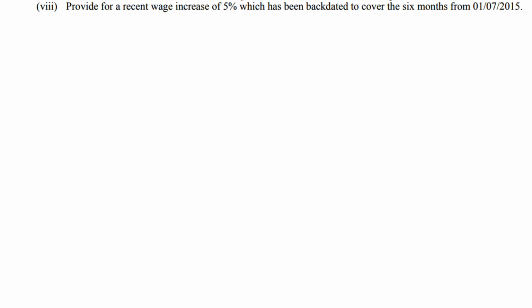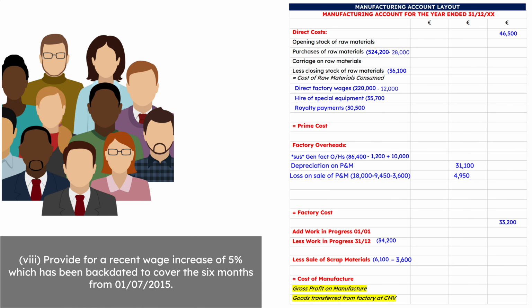Okay, note 8. Provide for a recent wage increase of 5%, which has been backdated to cover the 6 months from the 1st of the 7th, 2015. Okay, so the employees are to get a 5% wage increase, and they're telling us it's for the last 6 months, so from the 1st of the 7th. They might just say sometimes that without saying to cover the 6 months, so you're quite lucky that they're telling you the 6 months.